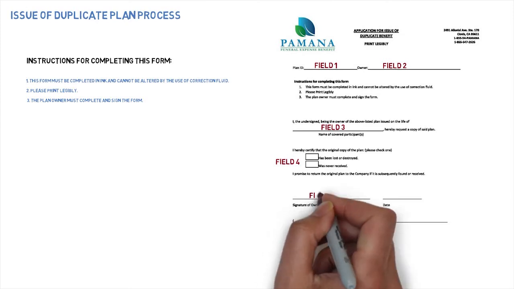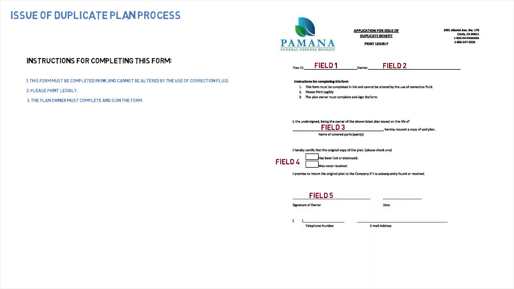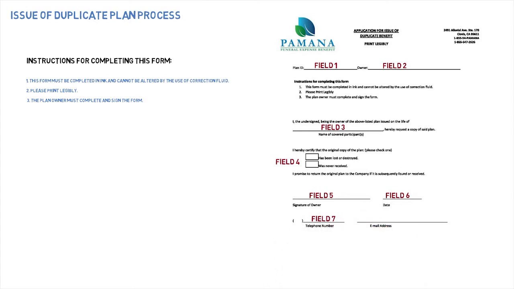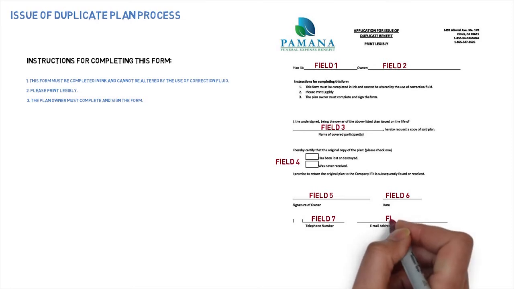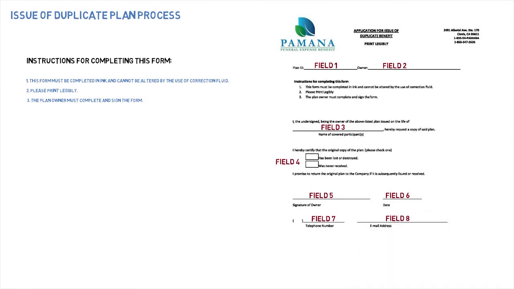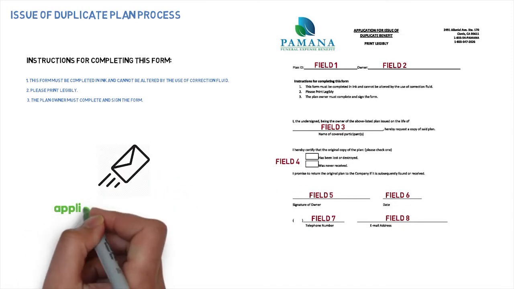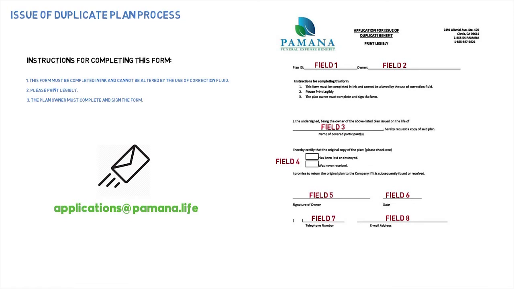The first field on the fifth line will ask the owner to provide their signature. The second field on the fifth line will ask the owner to date when they signed the form. The first field on the last line will ask the owner to provide their telephone number. The second field on the last line will ask the owner to provide their email address. Once this document has been completed and submitted to applications@pamana.life, a copy of the duplicate certificate of coverage will be sent out to the client. This concludes the issue of duplicate plan process.